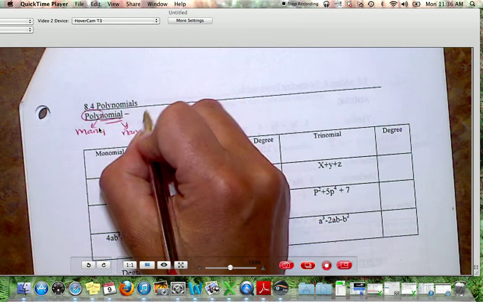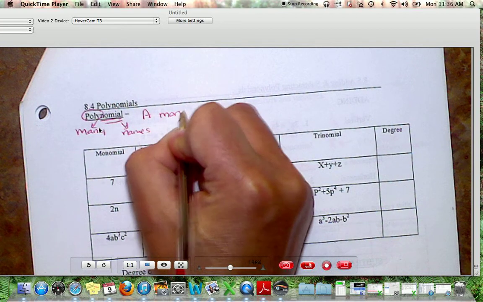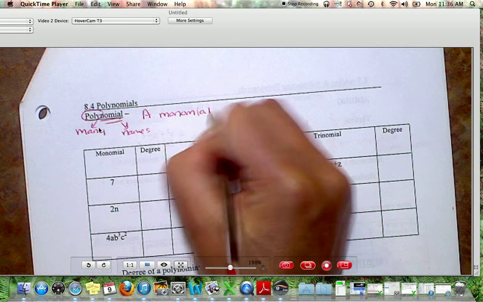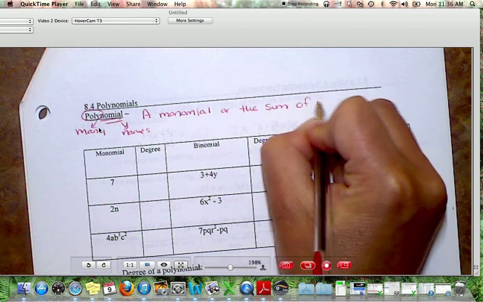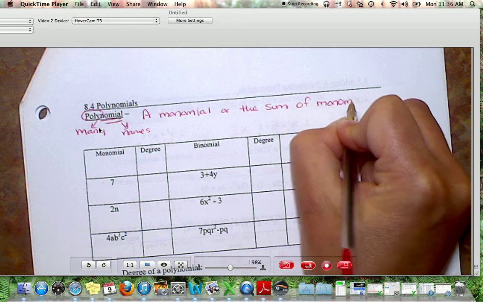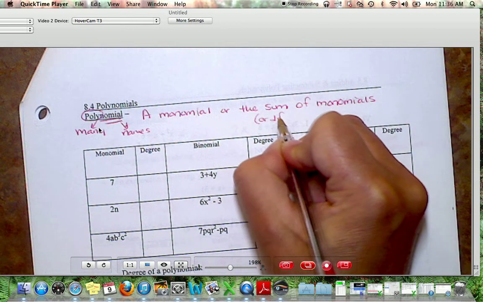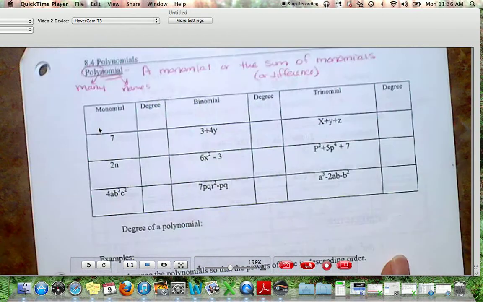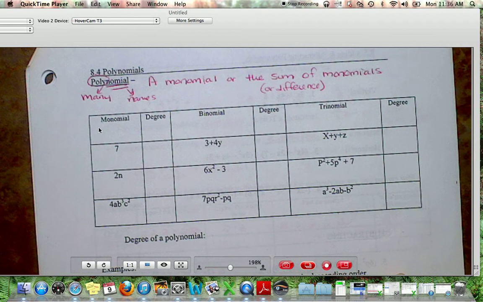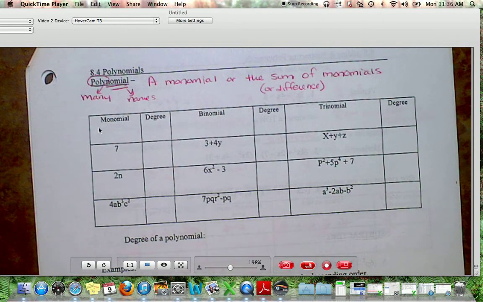So a polynomial, the definition, is a monomial or the sum of monomials. And technically, it's the sum or difference. So it could be adding or subtraction. Okay, the sum or difference of monomials. And we're going to come back to that in one moment. Once I explain the monomial, we'll talk about it again.